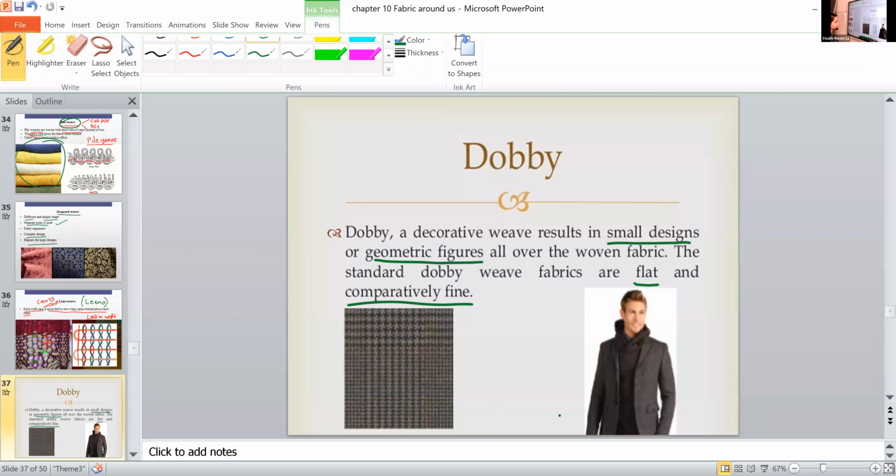Geometrical figures, very, very small designs. It is usually used to make shirts. These Dobby weaves are usually seen on shirts. The twill weave is seen in jeans. Dobby weaves are basically seen in shirts. Good. So that's all about the weaving.